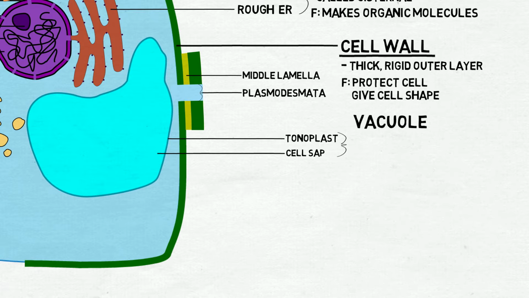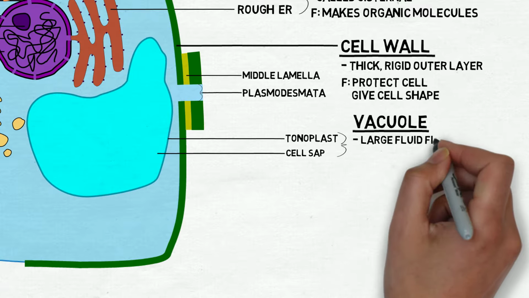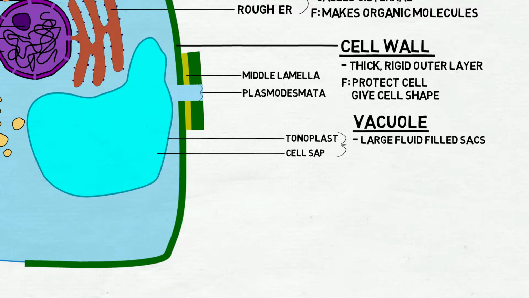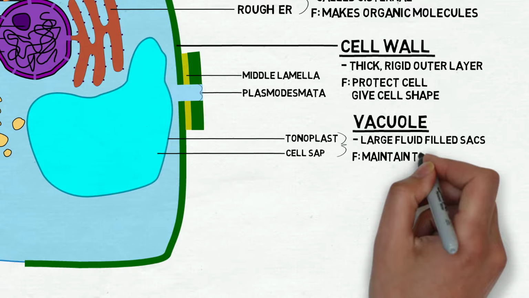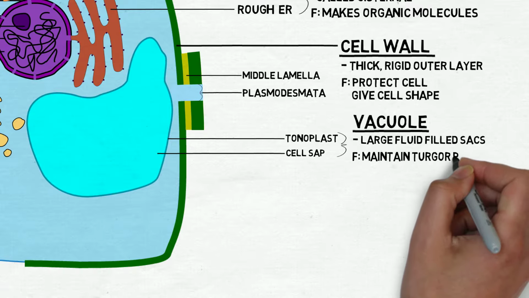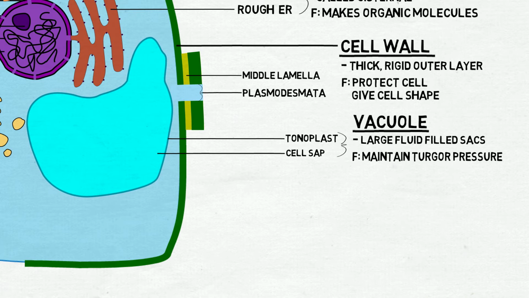The function of the vacuole varies from cell to cell, but in most cells it stores a lot of substances and aids in digestion and secretion of substances. But one of the most important functions in the plant cell is to maintain turgor pressure. This is the pressure that pushes the cell membrane against the cell wall to keep the cell rigid.